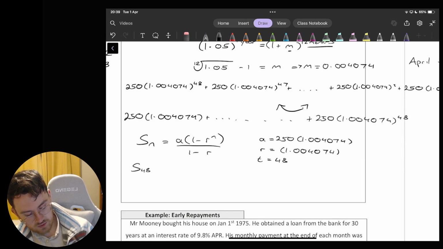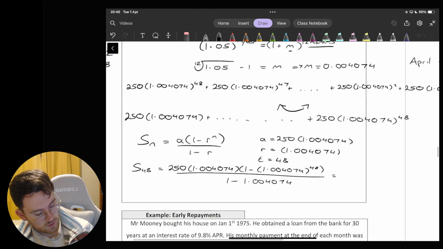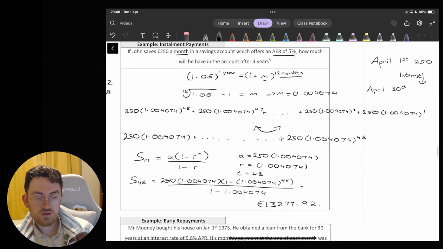So this is S48 of 250 times (1 minus 1.004074 to the power of 48), all over 1 minus 1.004074, and inputting that into my calculator gives me an overall answer of 13277.92. So putting in €250 every month for 4 years brings me up to that amount there.